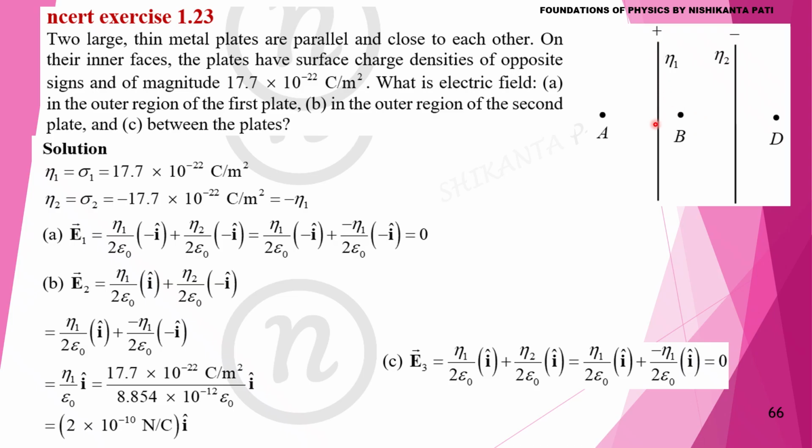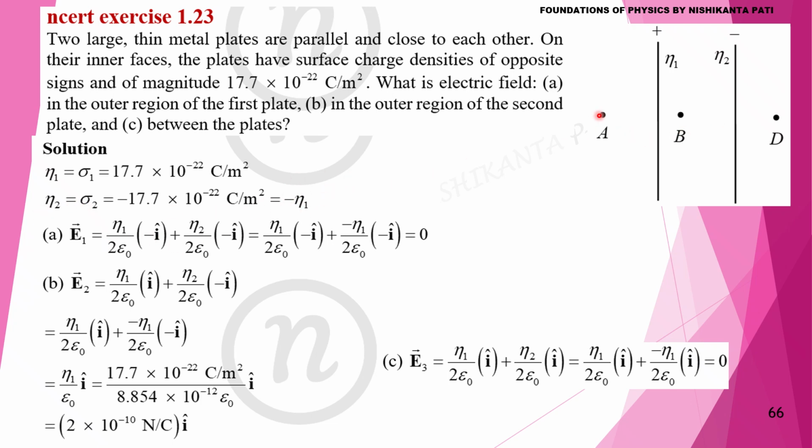On the first sheet, charge exists on the outer surface; on the inner surface, no charge. On the second sheet, charge exists on the outer surface; on the inner surface, no charge. For the first sheet, the surface density of charge is sigma 1. For the second sheet, the surface density of charge is sigma 2. Sigma 1 is given, sigma 2 is given. Eta 2 equals sigma 2, eta 1 equals sigma 1. So eta 2 is equal to minus eta 1.